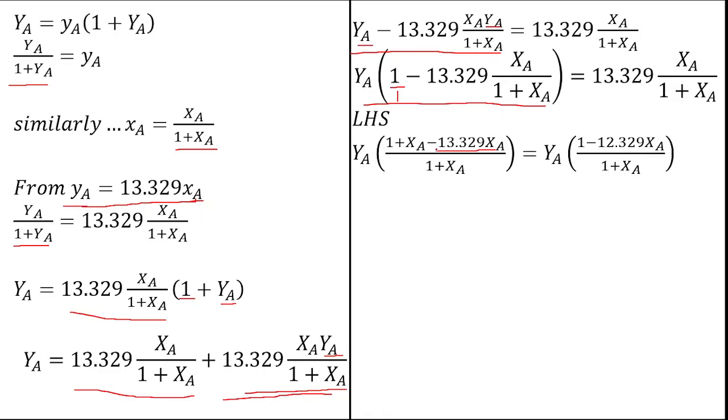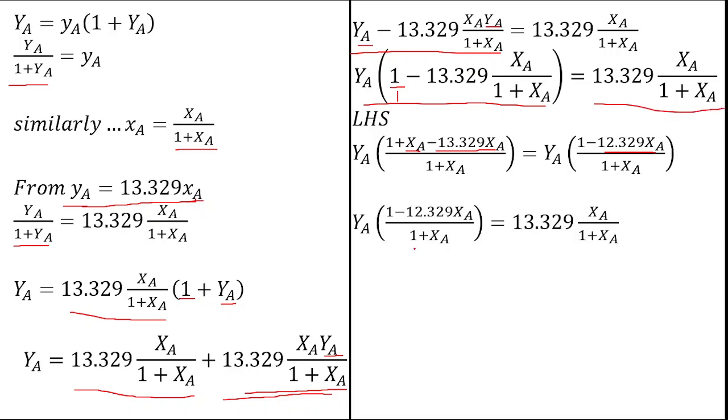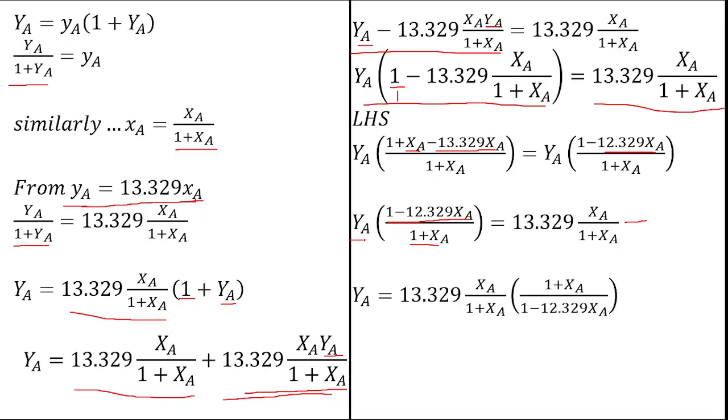Then if we simplify that, I have XA minus 13.329 XA. So that will give me minus 12.329 XA. And I can relate this now to the right hand side. That's what we have here. Then I can send the denominator here to come and multiply this side. And then the numerator here to come and divide this side. Right? So I'm just making capital YA the subject. So if I do that, this is what I would get. Then the 1 plus XA here can cancel out the 1 plus XA here. And this is going to be our final form. Right? So this is the final form for what we are looking at.